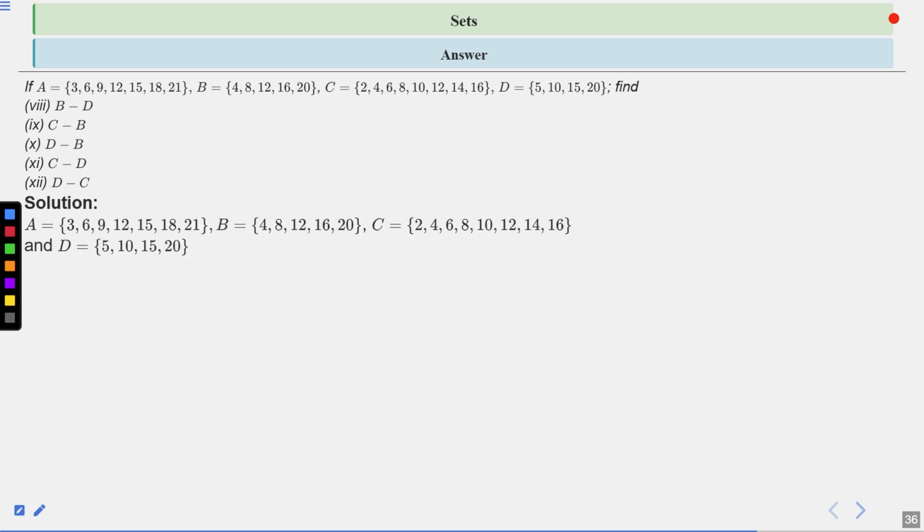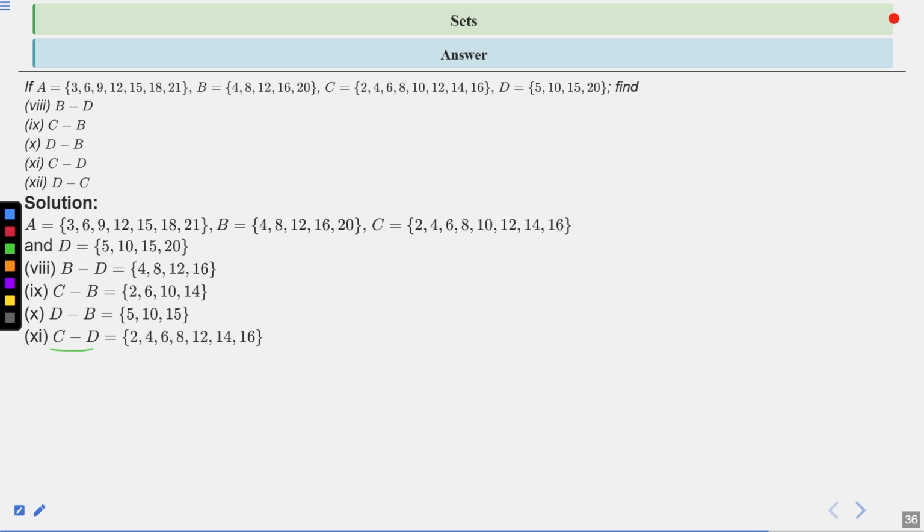Solution. 4 sets already given to us in roster form. B minus D, write down the complete set B, eliminate the elements common to D. So you are only left with these 4 elements, 4, 8, 12, 16. For C minus B, write down the complete set C, eliminate all the elements common to B. You are only left with these 4 elements, 2, 6, 10, 14. D minus B, write down the complete set D, eliminate all the elements common to B. You are only left with these 3 elements, 5, 10, 15.